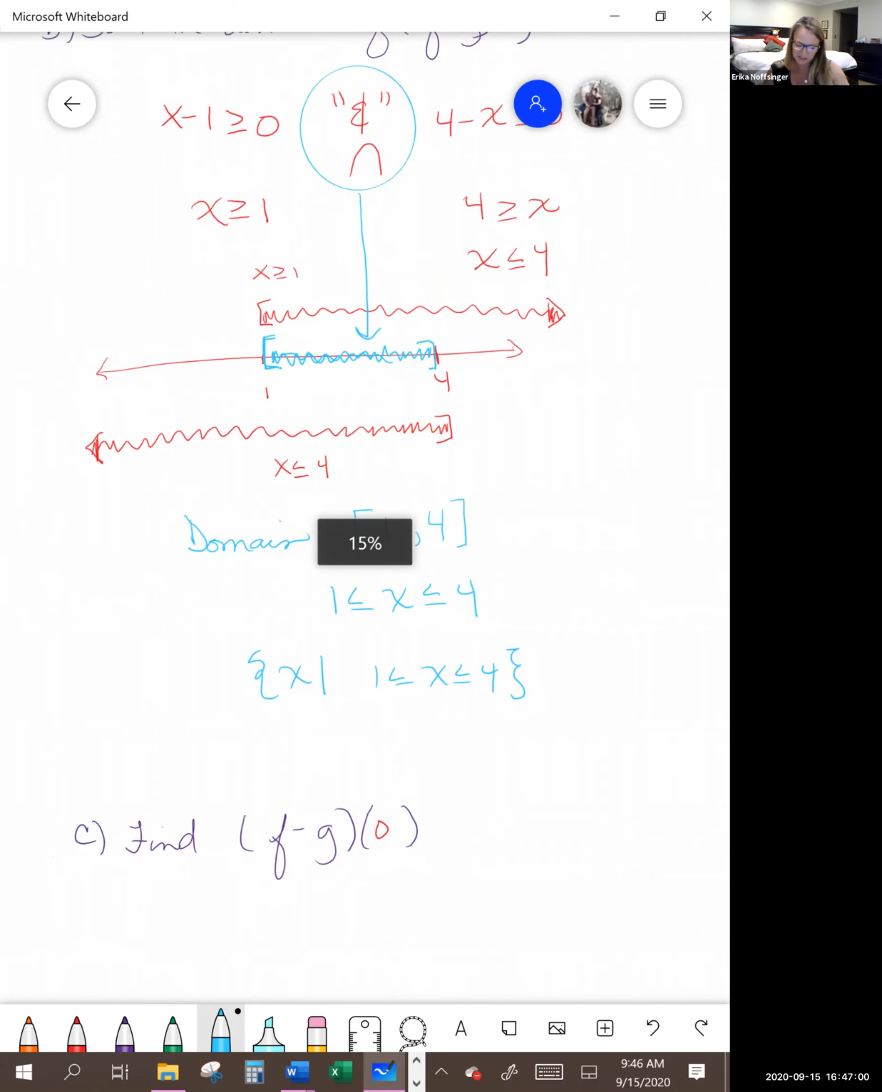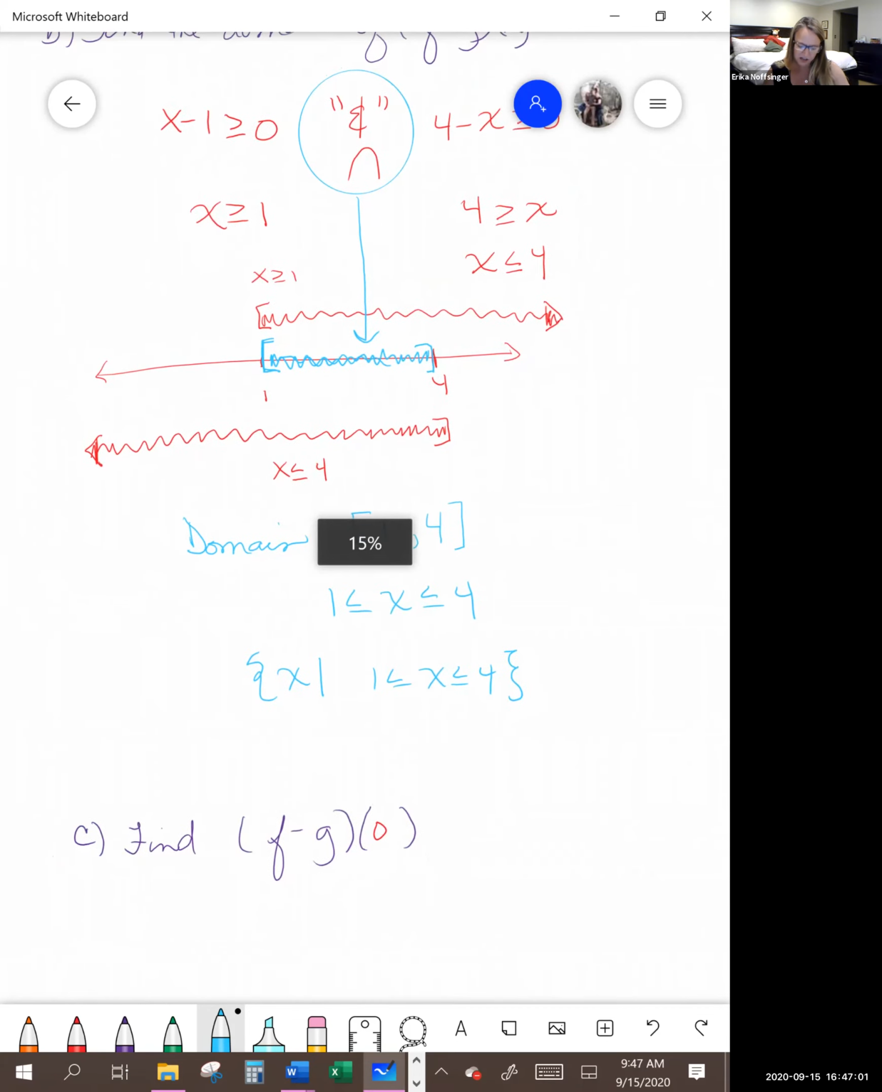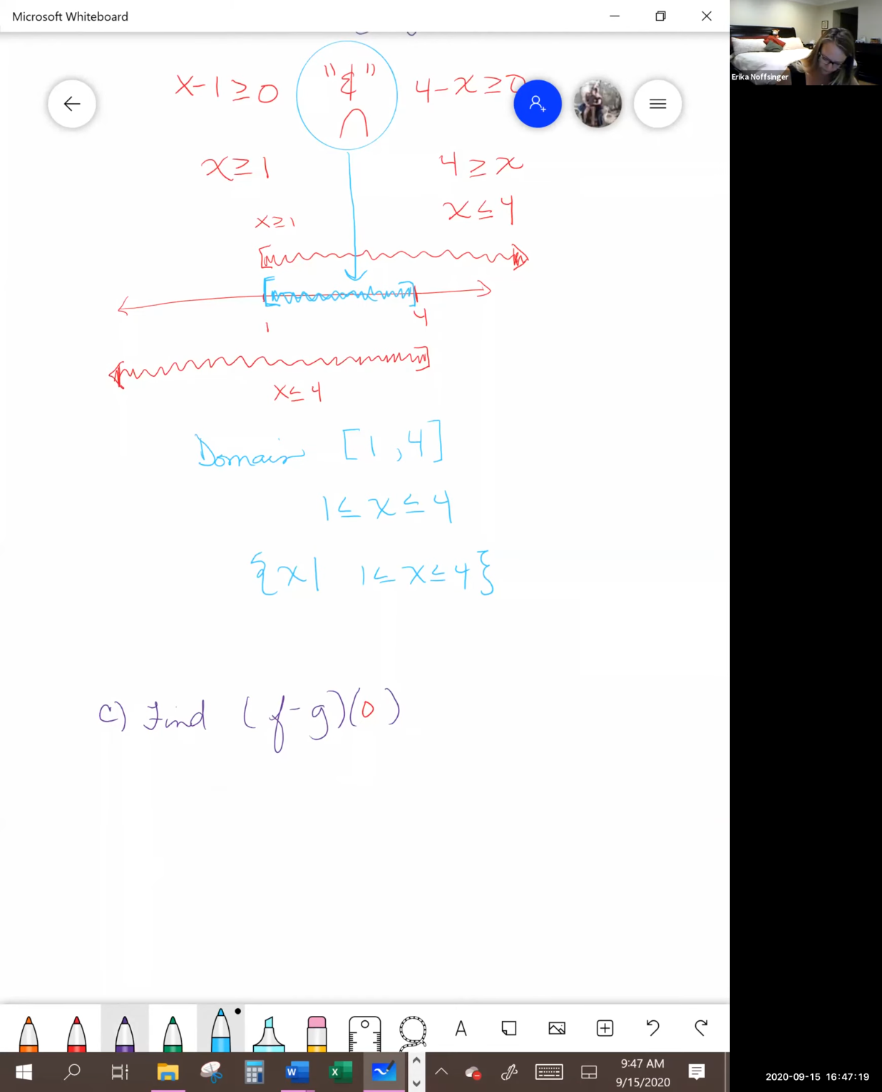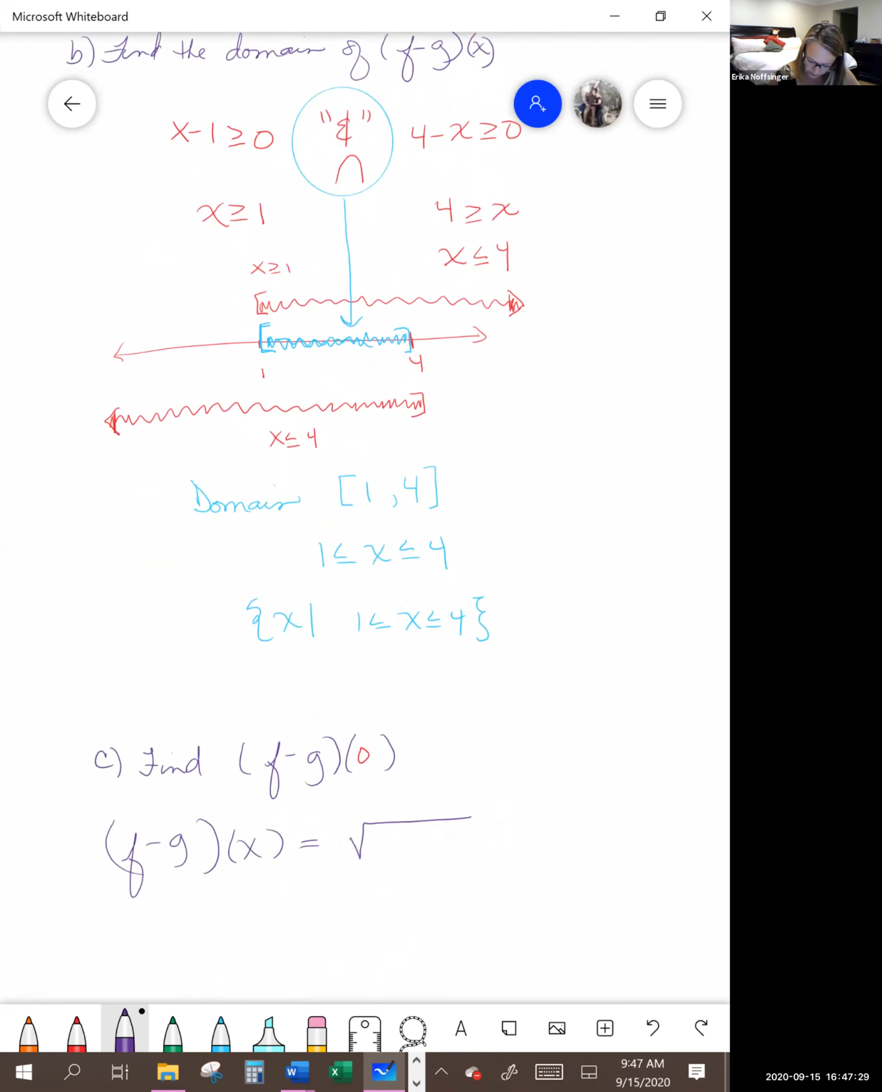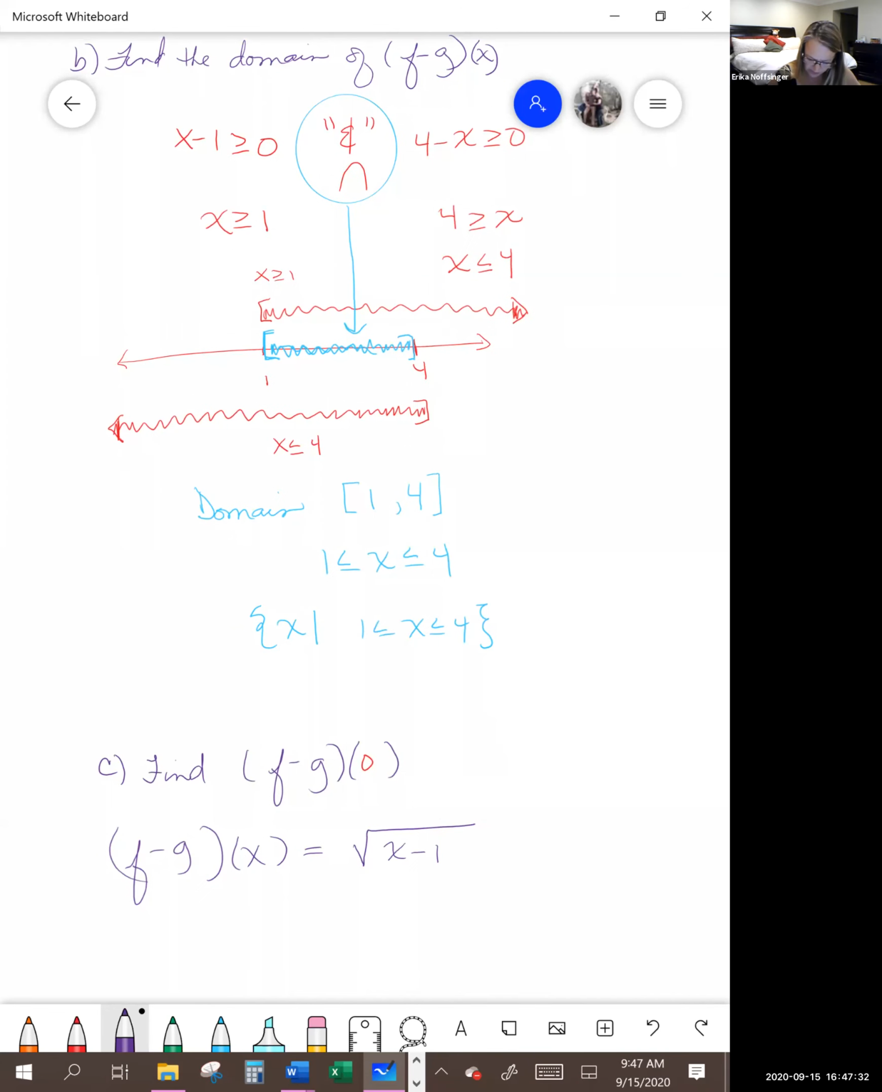And then f minus g of 0. All you have to do is go back into your equation for f minus g of x. We saw that this was the square root of x minus 1 minus the square root of 4 minus x. So we want to go back into this equation that we found and plug in 0 wherever we see an x.